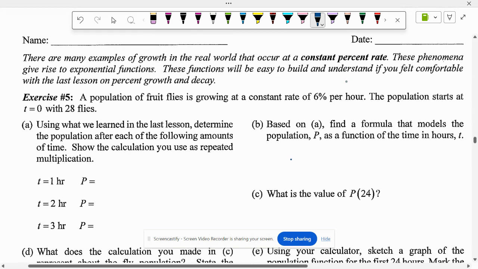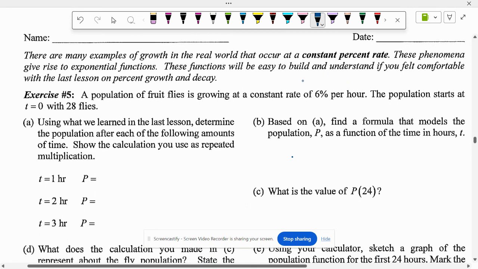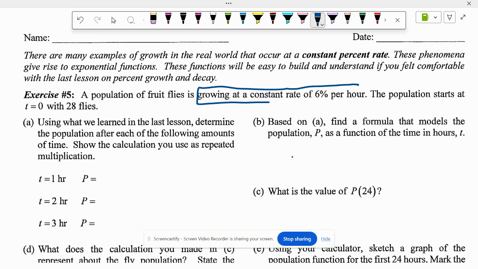So there are many examples of growth. You can, page 19, it's page 19. There are many examples of growth in the real world that occur at a constant percentage rate, and that's what we're talking about. So you have a population of fruit flies that's growing at a constant rate of 6% per hour.